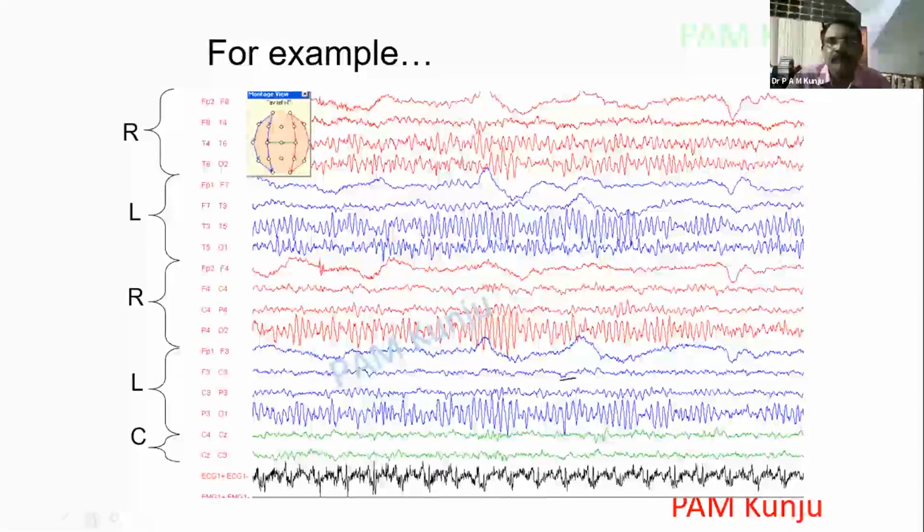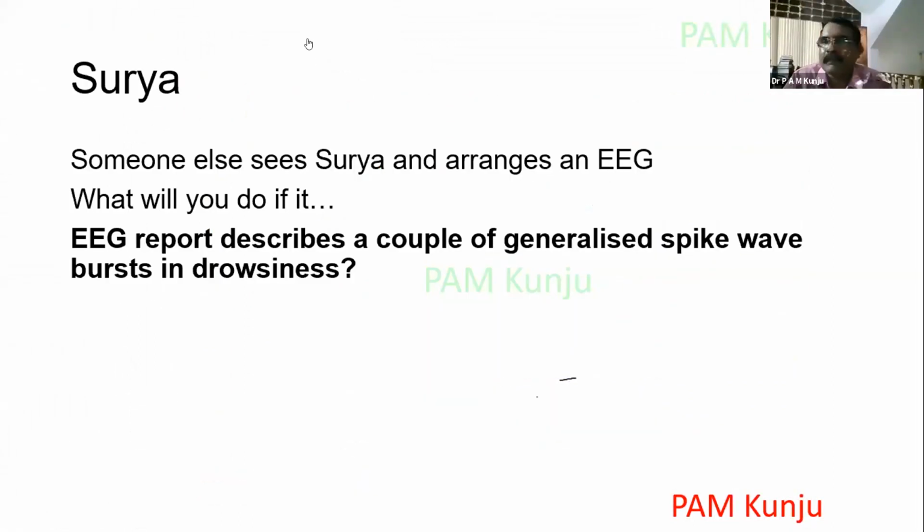For the same child, suppose another person has seen the EEG from the EEG lab, and the report describes a couple of generalized spike-based bursts in drowsiness. Is it suggestive of an epilepsy, or what will be your approach? And this is the EEG. You can see the EEG there.